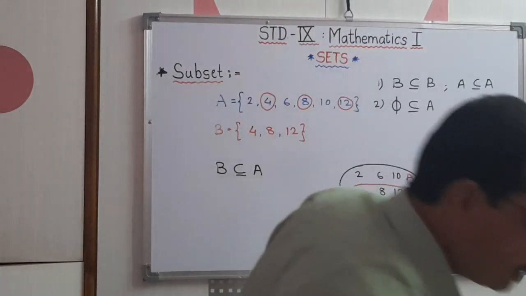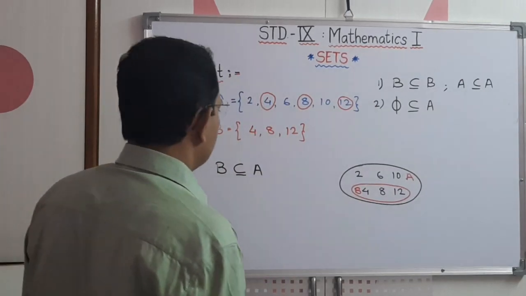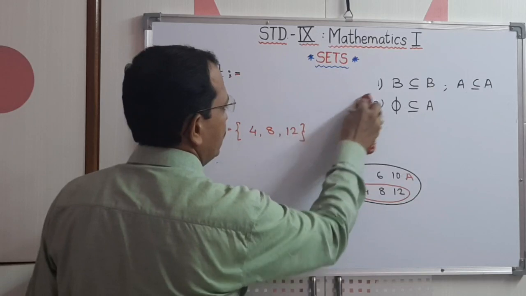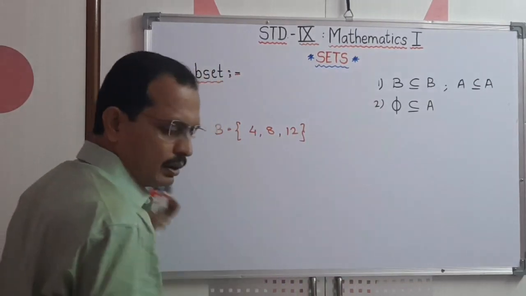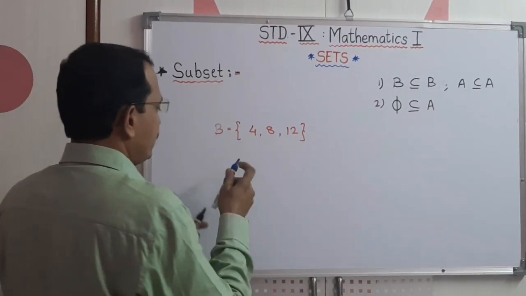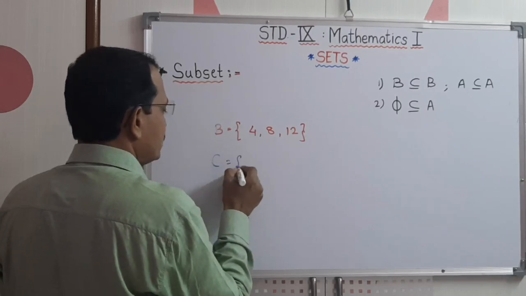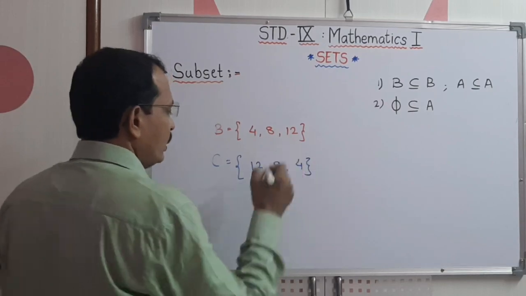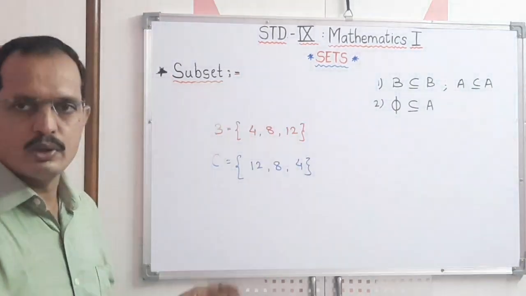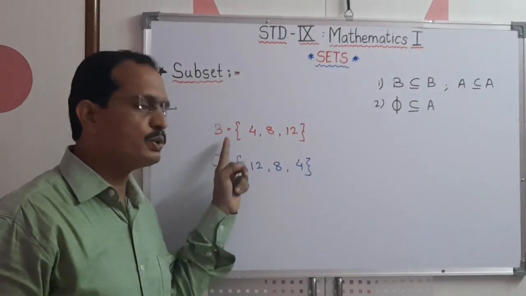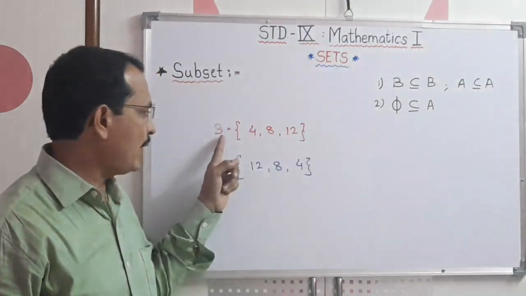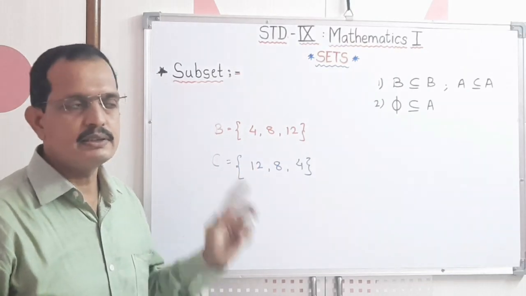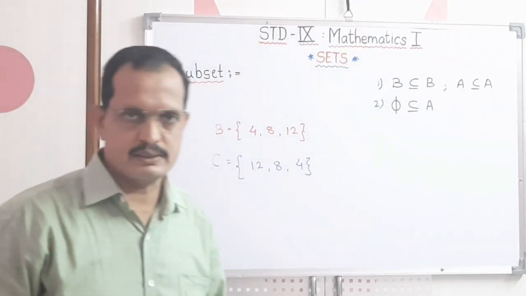Now we have to learn the third property about the subset. Suppose I write here set B, and then I have to write another set, set C. Now this set C contains 12, 8 and 4. Now all of you understood which type of sets these two are. Set B and set C contain the same elements. Therefore, these sets are called equal sets.